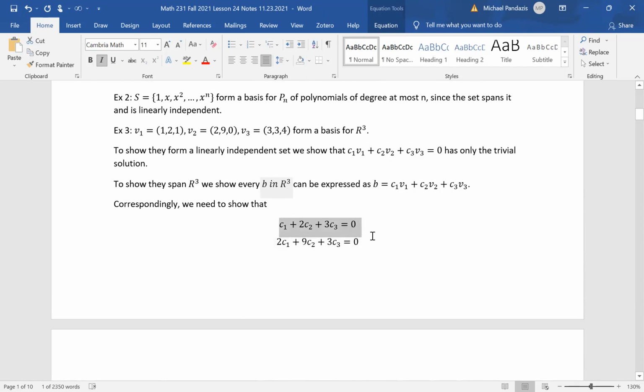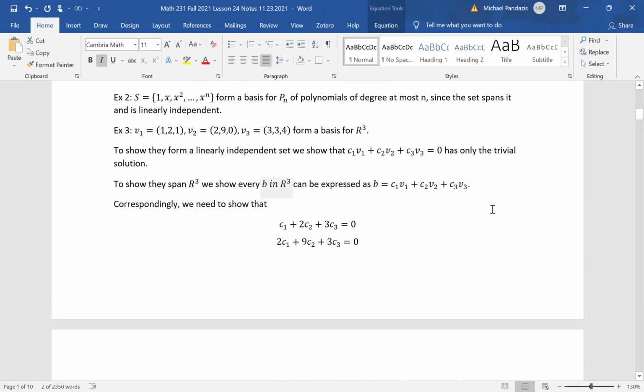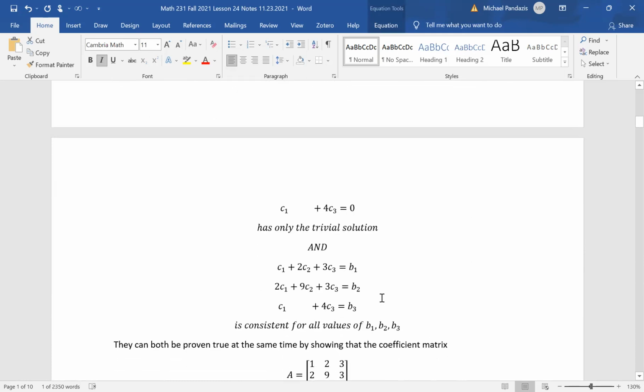And so the first component is both 0, the second component is both 0, and the third component is both 0. For this one, where b is equal to this, you have first, second, third components here, and you have the first, second, and third components of b there. And so correspondingly, you want the first component to equal the first component, second component to equal the second, and the third component to equal the third. And you want to show this is consistent for all values b1, b2, and b3.